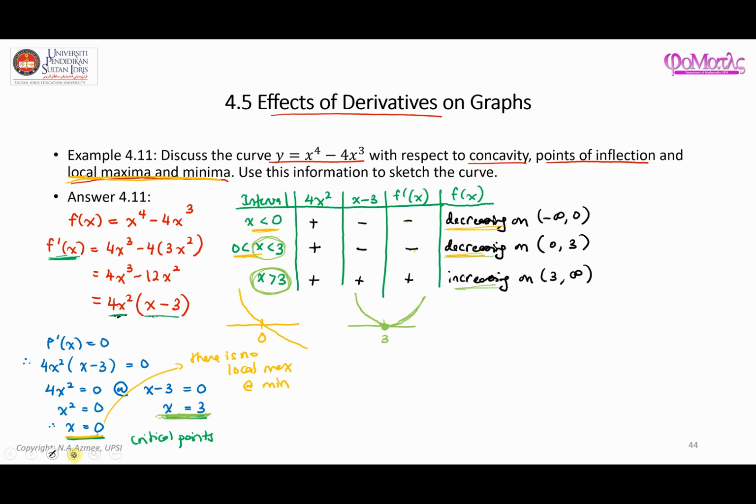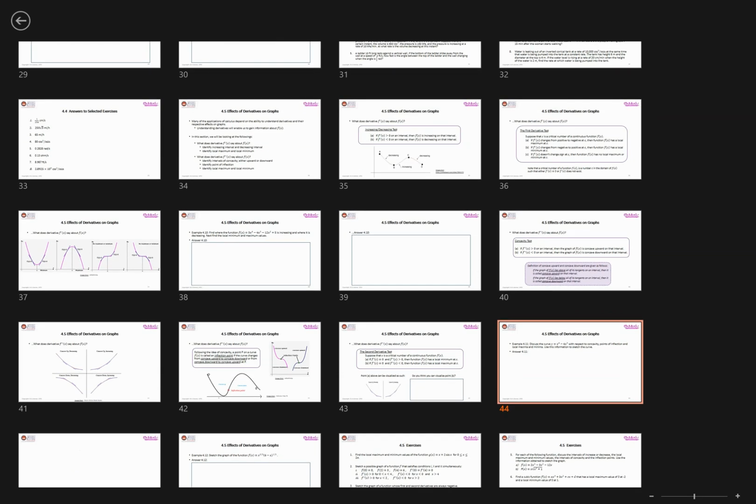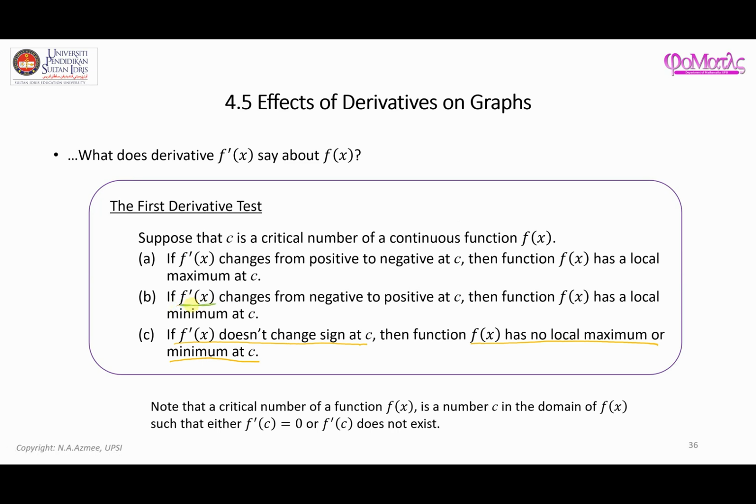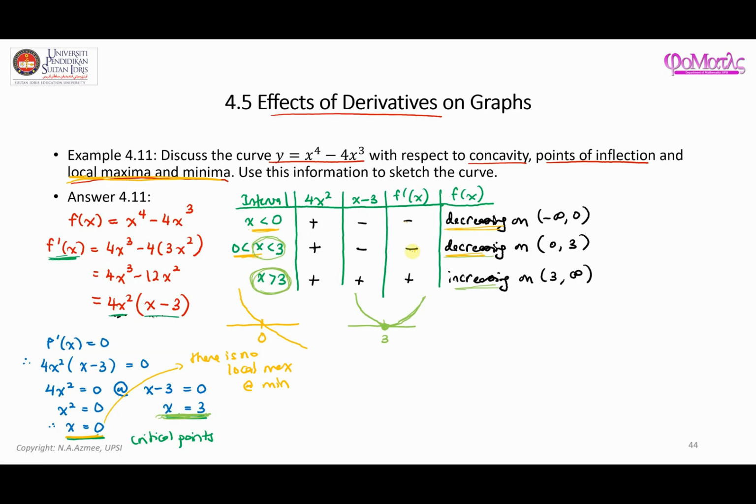So again, if you look at the first derivative test, again we are going to refer to the first derivative test. If f prime x changes from negative to positive at c, then this function has a local minimum at c. Okay, so let's see what we have on the table. So it changes from negative to positive. That means the point here is a local minimum. So that's the conclusion. This is the local minimum point. Okay, so there you go. We have determined the local maxima and minimum points. In this case, there is no local maximum, there's only local minimum.